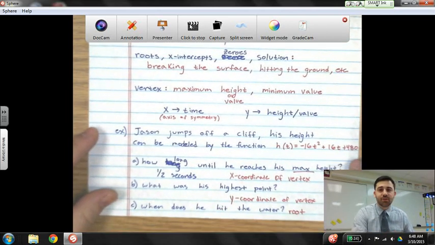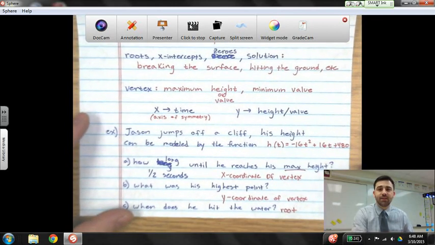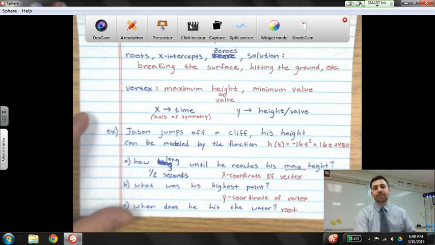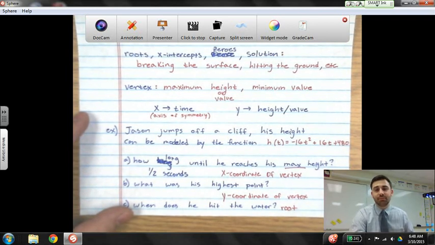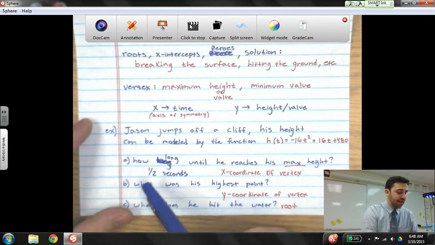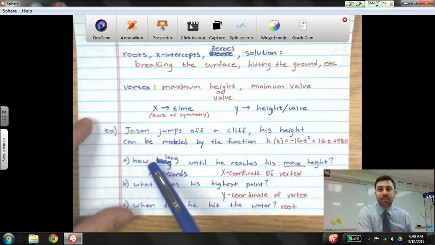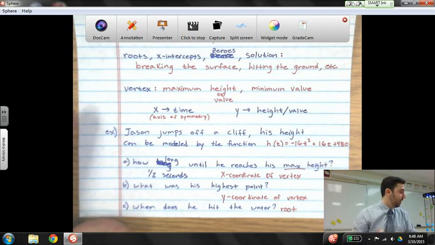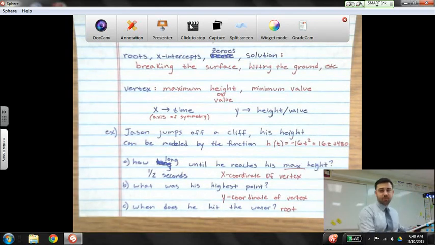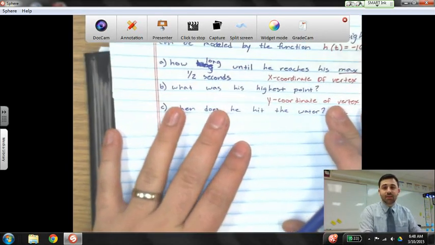Jason jumps off a cliff. His height can be modeled by the function h of t equals negative 16t squared plus 16t plus 480. How long until he reaches his maximum height? So in this situation, it is asking us for when, so the time it takes to reach his maximum height. And we would use the x-coordinate of our vertex here. The way that I would find the x-coordinate of my vertex would be to use the axis of symmetry.